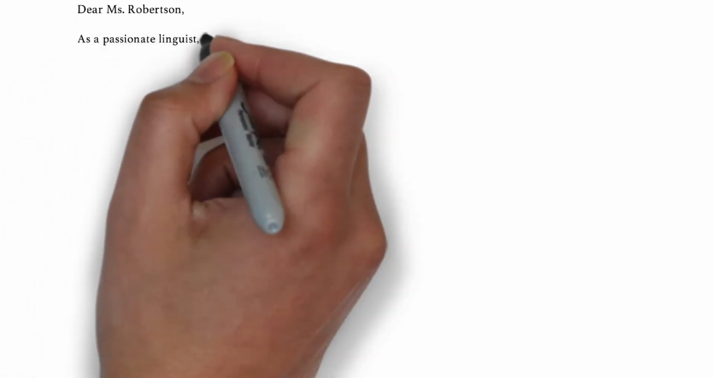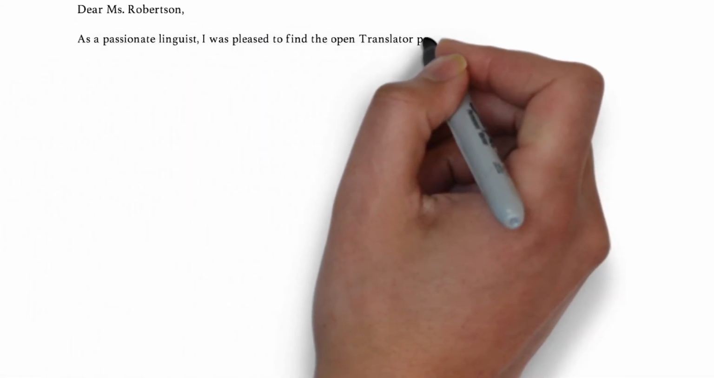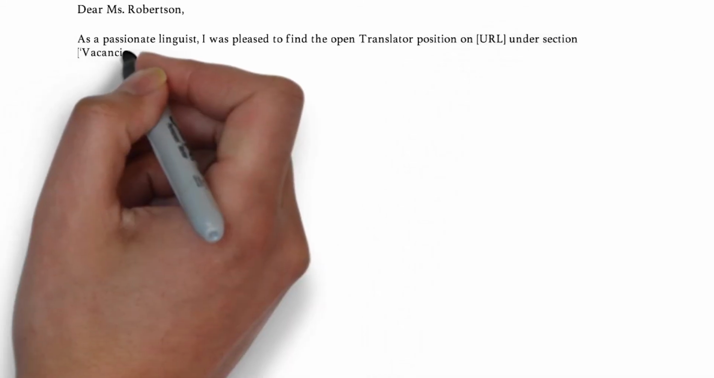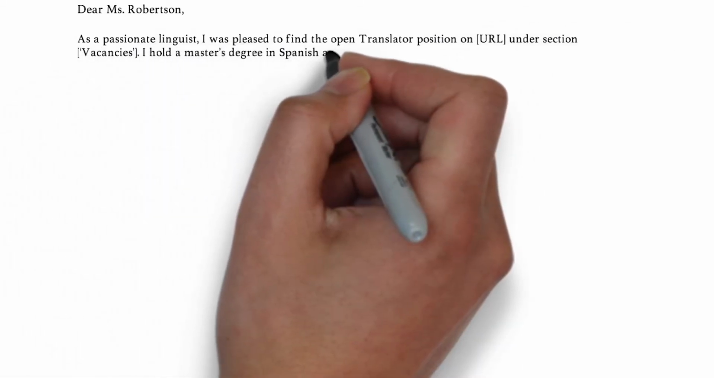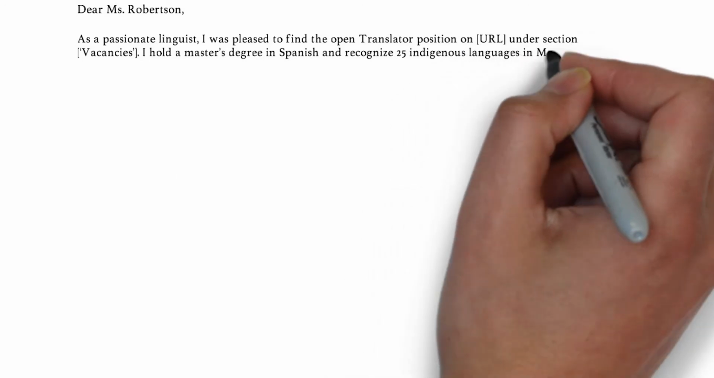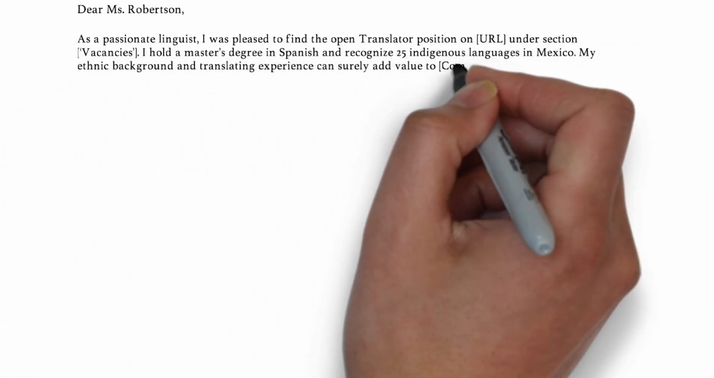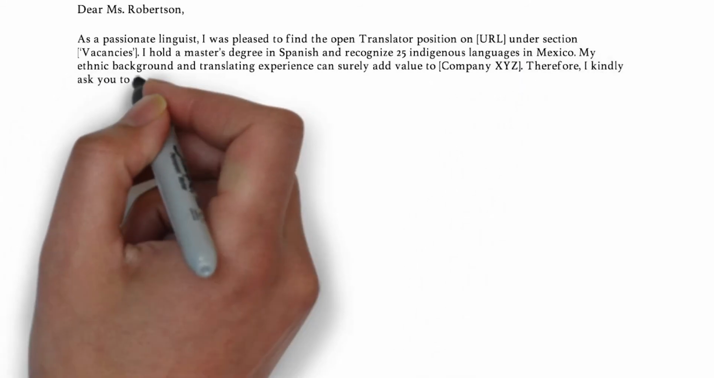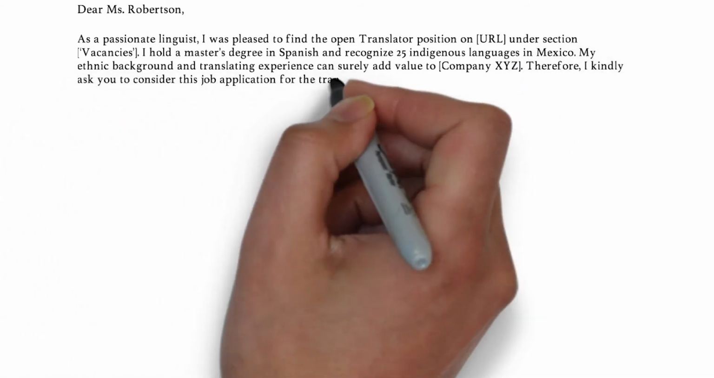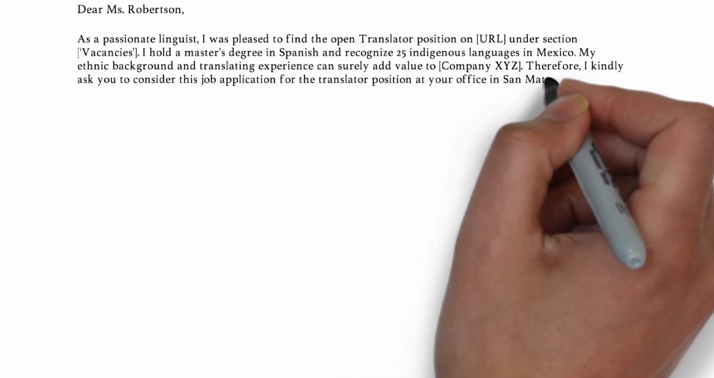In the first paragraph, also called the introduction, you need to answer the what, where and why questions. So what position are you applying for? Where did you find the vacancy? Why you? And at which office? Now make sure to answer these questions. It proves your attention to detail and ability to communicate clearly.